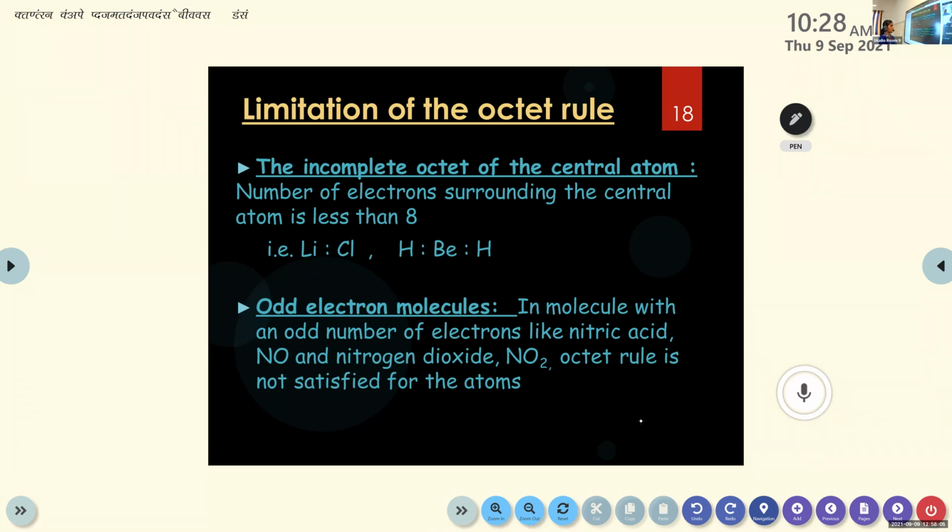In molecules with an odd number of electrons, that is valence electrons considered as odd, like nitric oxide, NO, and nitrogen dioxide, the octet rule is not satisfied for the atoms. Normally, when we draw the Lewis structure, after drawing the Lewis structure, when we count the total number of valence electrons for each atom, it will be 8, right? But here it will be different.